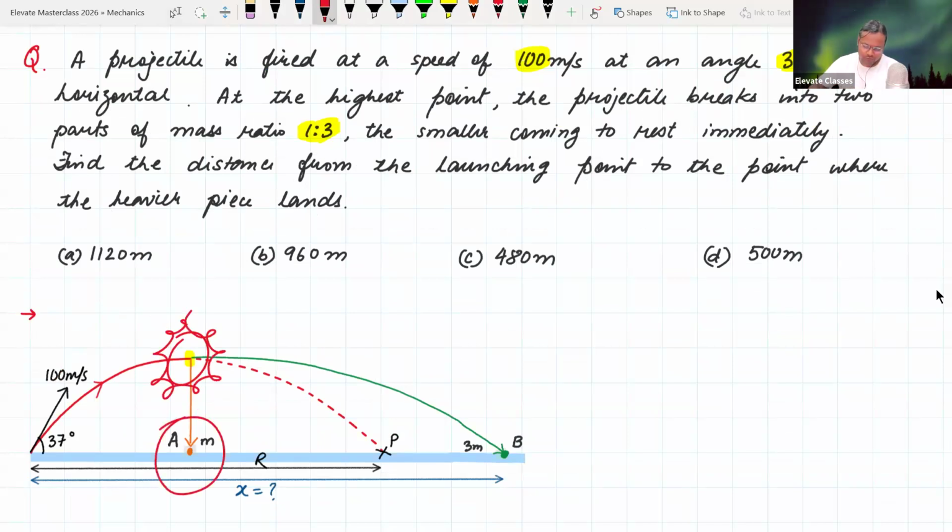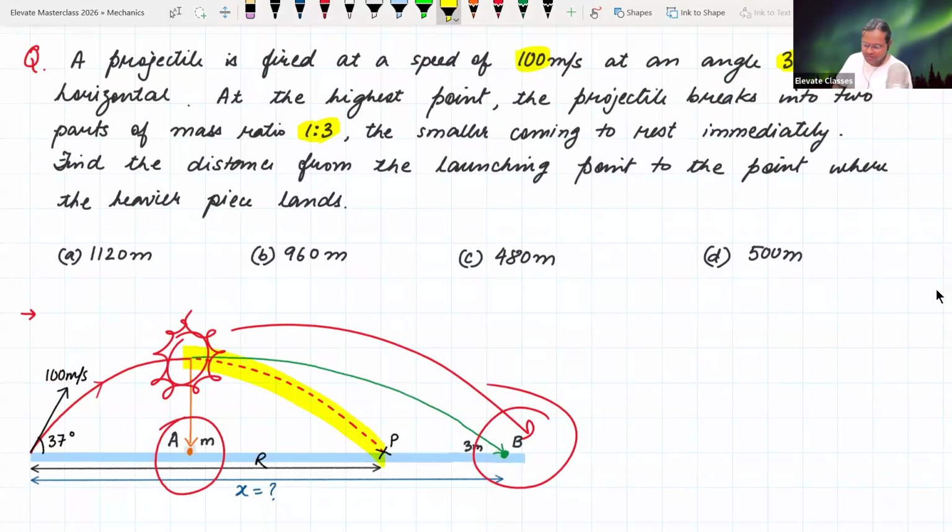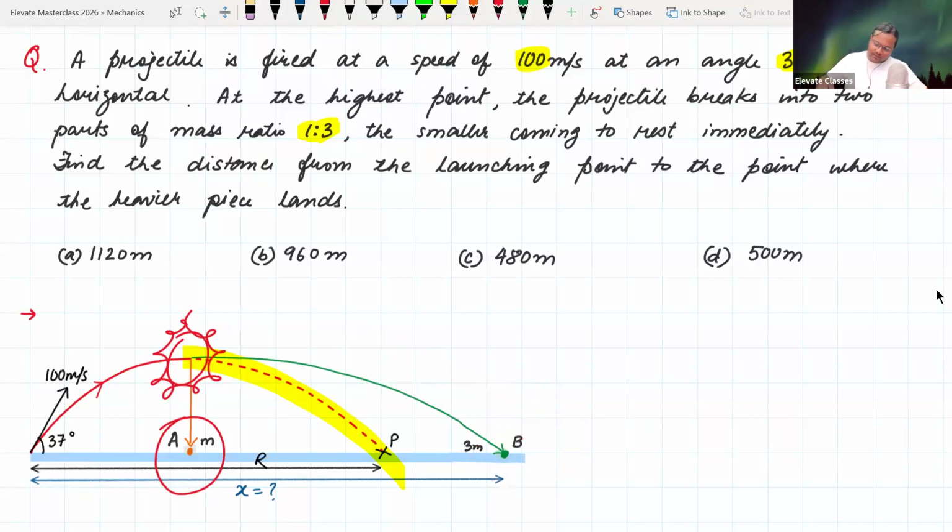One part drops, the other part will continue in a separate journey, so that the center of mass motion will be the original projectile motion. That's it. दोनों का जो center of mass है ना, that will replicate the original projectile motion. That's it. That is the concept that can be used here.